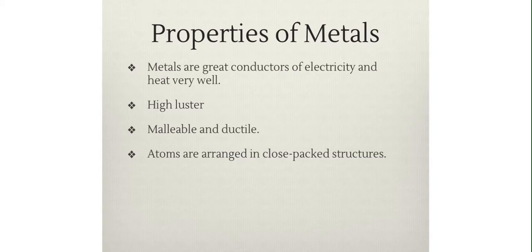And then if you remember when we talked about the properties of ionic compounds, we talked about how they're very brittle. Well, that's not so much the case for metals. These metals are very malleable and ductile. What that means is that they can be hammered into whatever shapes you want. They can be pulled into thin wire.